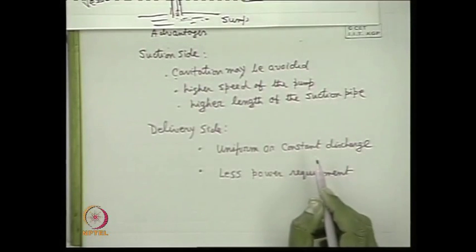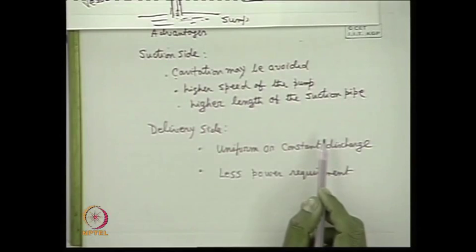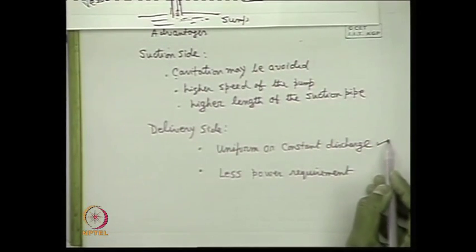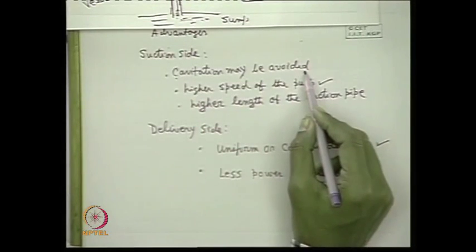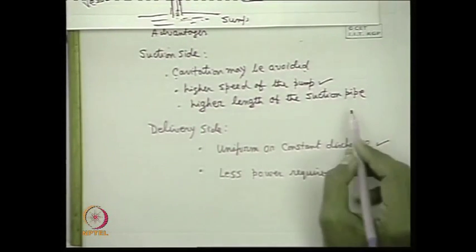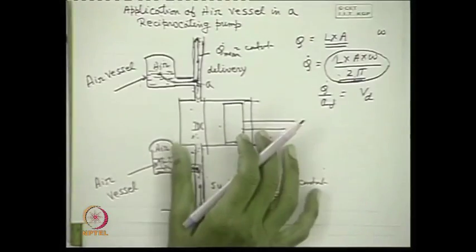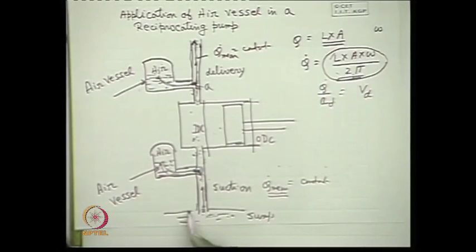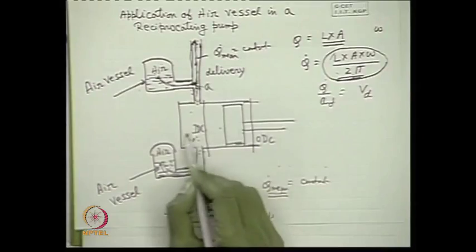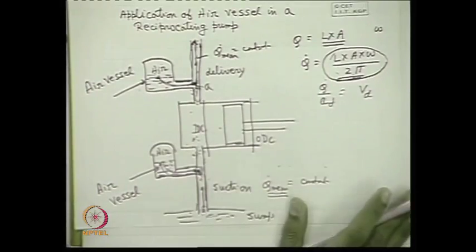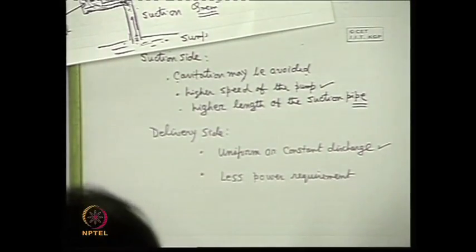So, these are the advantages for incorporating the air vessels in a reciprocating pump. We mainly get the uniform discharge. We can increase the speed of the pump while avoiding cavitation. We can use the higher length of the suction pipe, which means that the location of the pump may be made at a higher height from the sump, and at the delivery side a uniform discharge and less power requirement.